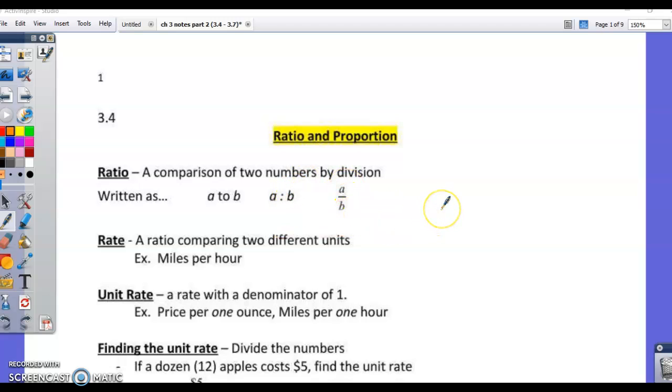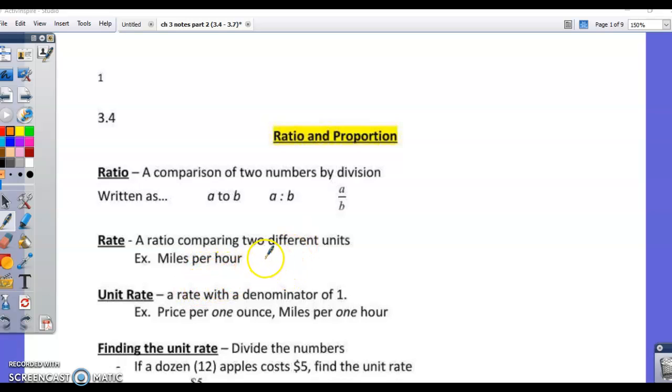So if we're talking about how to write a ratio, a fraction is a ratio in a sense. When we're talking about rates, a rate is comparing a ratio with two different units. So for example, miles per hour.